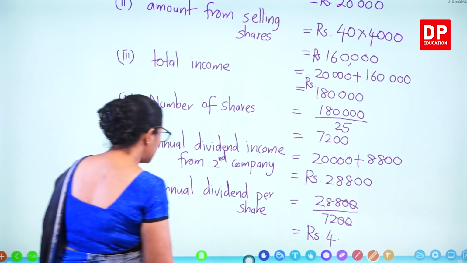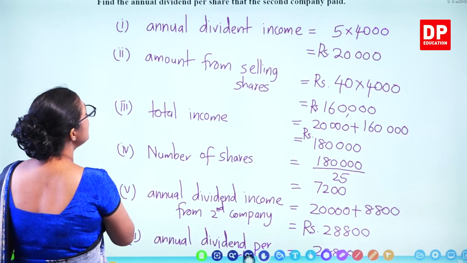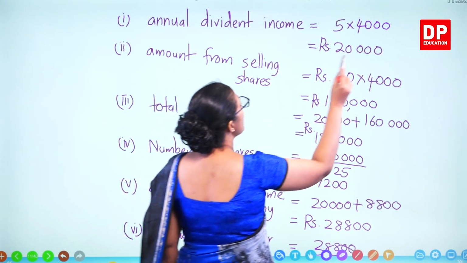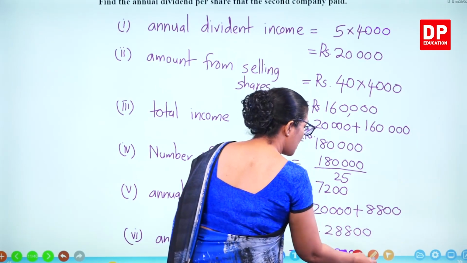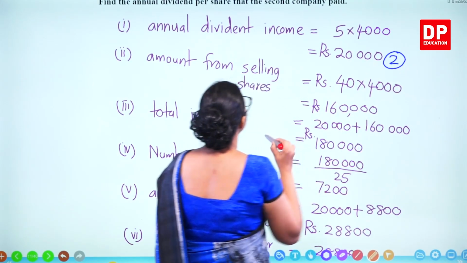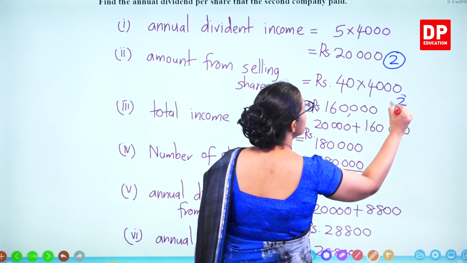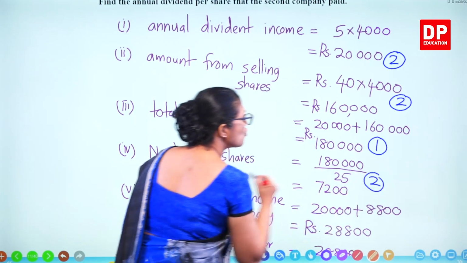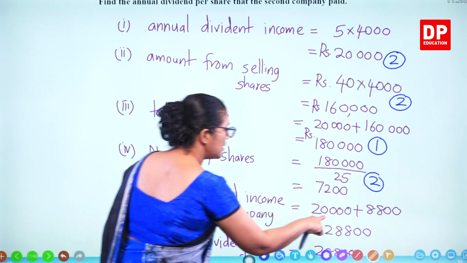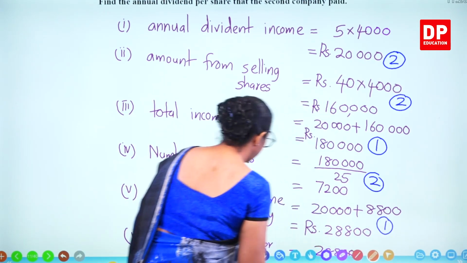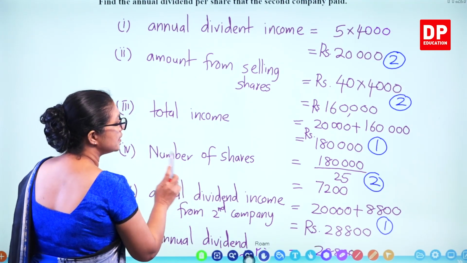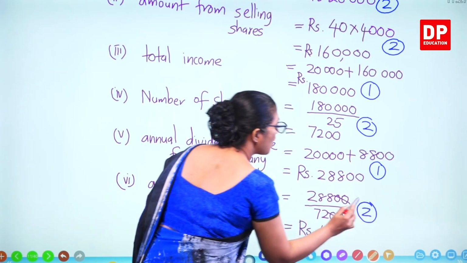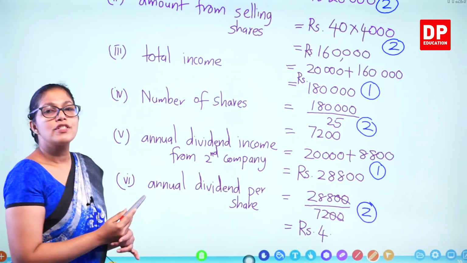So altogether you get 10 marks. So we'll see how you get marks. Each step. So 6 steps are there. So this one you get 2 marks. This part I'll give 2 marks. And amount from selling shares also 2 marks. And just adding these I'll give 1 mark. And here also number of shares 2 marks. And here adding again 1 mark. 8 marks already given. And here dividing and find out the answer, another 2 marks. So 10 marks for this question.